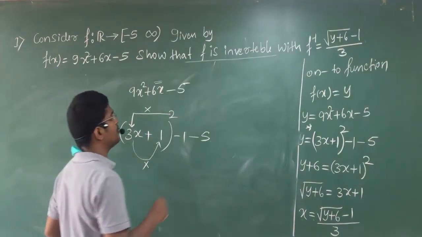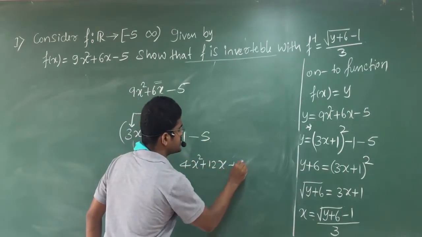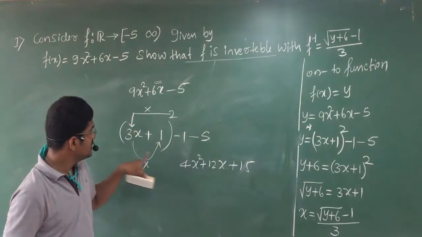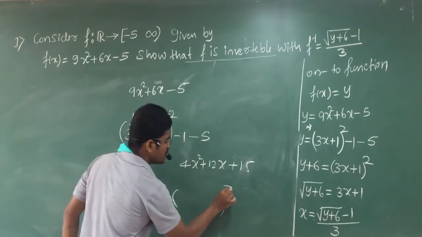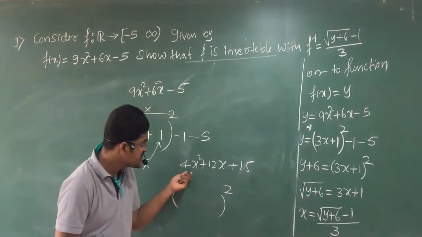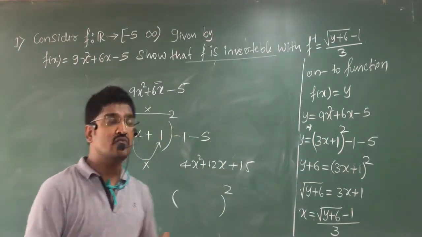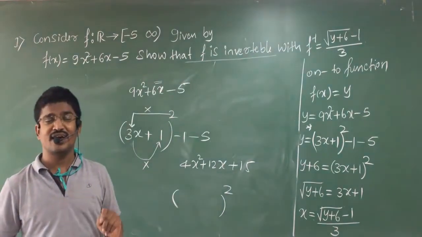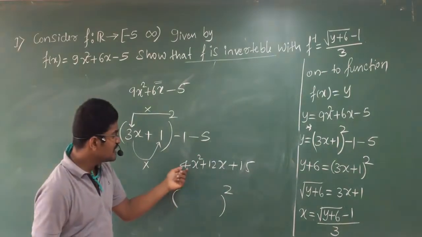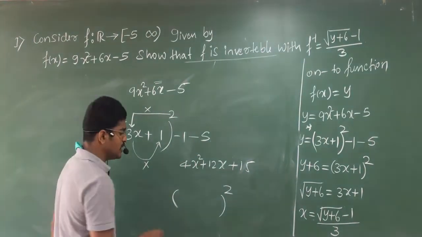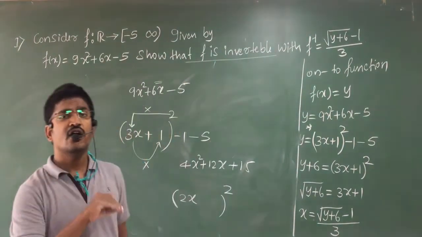Let us take one more example: 4x square plus 12x plus 15. I have to write it in this form. Clear? What are you doing? Take a bracket, put square. What is the first term? 4x square. If I square which term, you are going to have 4x square? That is nothing but 2x, because if I square 2x, it will be 4x square.